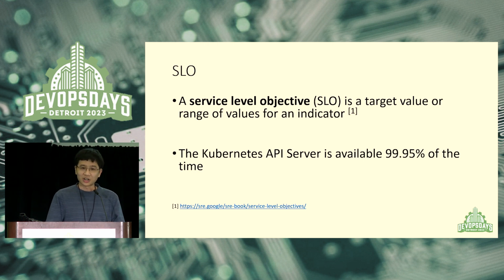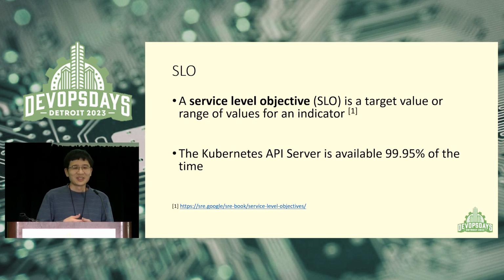It's just a target value, and you have to have an indicator, and it's just whether you're hitting this target or not. And as an example, with OpenShift, with Kubernetes that I work on, a very common SLO you may see in the wild is that the Kubernetes API server is available 99.95% of the time. Now, just at face value, this SLO isn't very helpful. There's more that needs to happen behind the scenes.